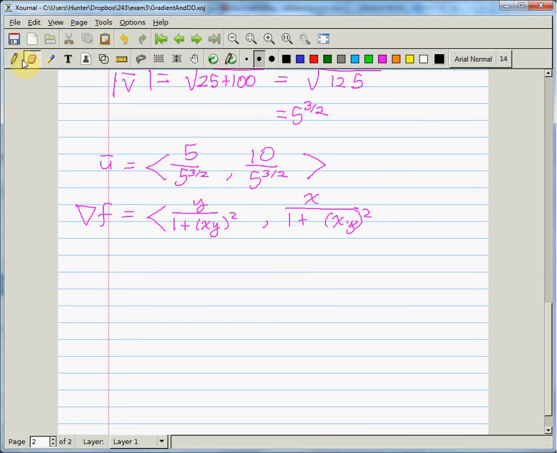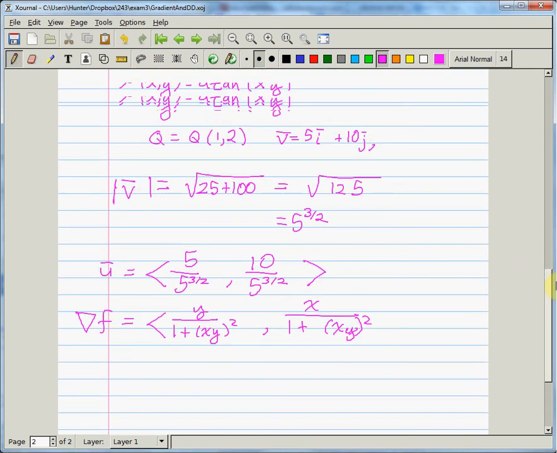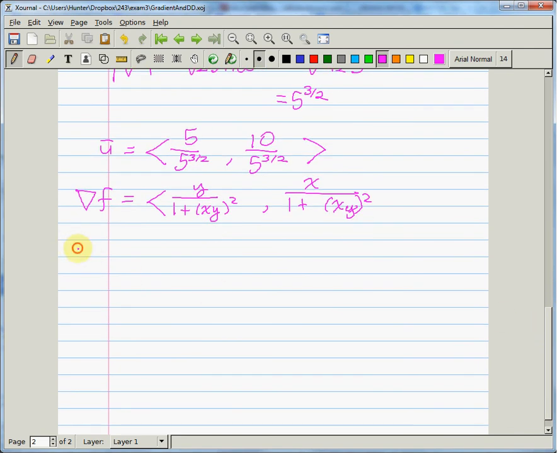Alright, and we want to plug the point of interest in here. So in this problem, the point of interest is 1, 2. So let's plug 1, 2 into the gradient. And what is that going to do? We're going to get 2 over 5. And this is going to be 1 over 5.